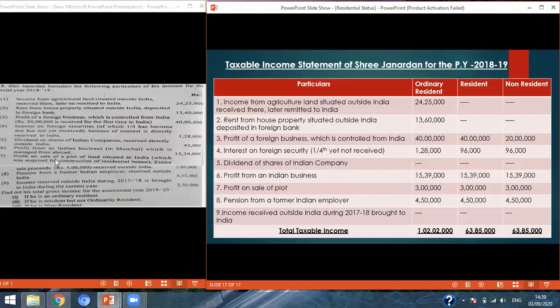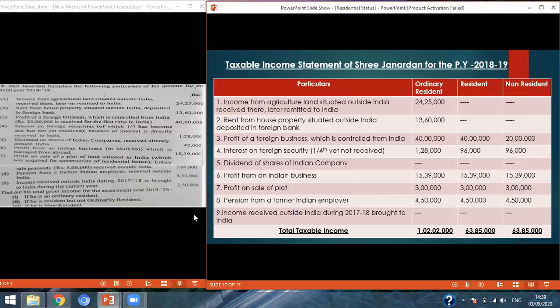Number 7 is profit on sale of a plot of land situated in India, which is acquired for construction of a residential house. Entire sale proceeds are 5 lakhs, but the amount received outside India is 3 lakhs. Now, this is income we earn from India. Because the land is situated in India, whenever we sell, we are earning in India, so it is taxable for all. Whatever the proceeds of sale, we received 3 lakh only, so we will write down 3 lakh rupees in each column.